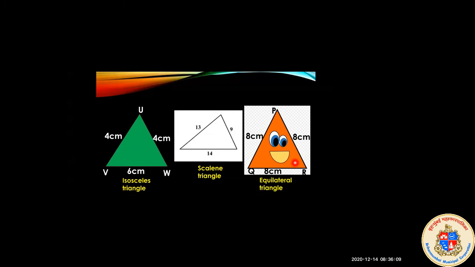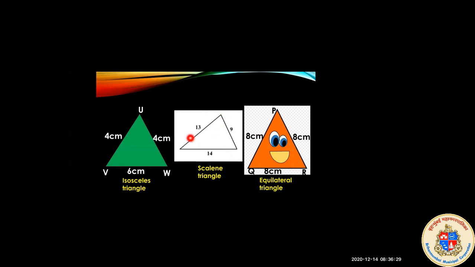Equilateral triangle. Why is it an equilateral triangle? Because the three sides are equal, in centimeters. Yes, very good. Because all the three sides are equal, this is an equilateral triangle. So students, when all the three sides are equal, that will be an equilateral triangle.